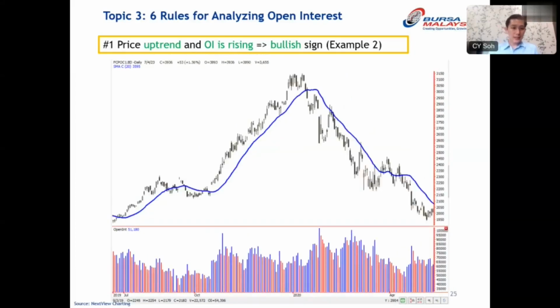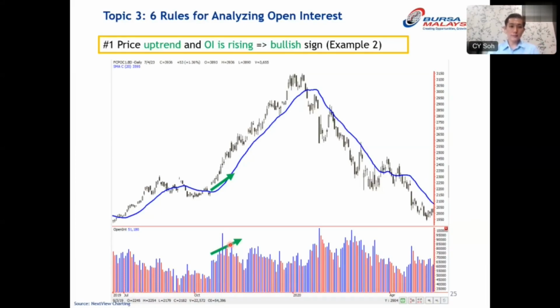Now, the same rule for example number 2. Another example of a bullish sign: price is going up and open interest is rising. Here you can see a commonly used moving average, the 20 days. When you are able to identify an uptrend and open interest is increasing, it means that more bulls are entering the market, creating a higher bullish sign. Rule number 1 is very easy to identify, especially when there is an uptrend.